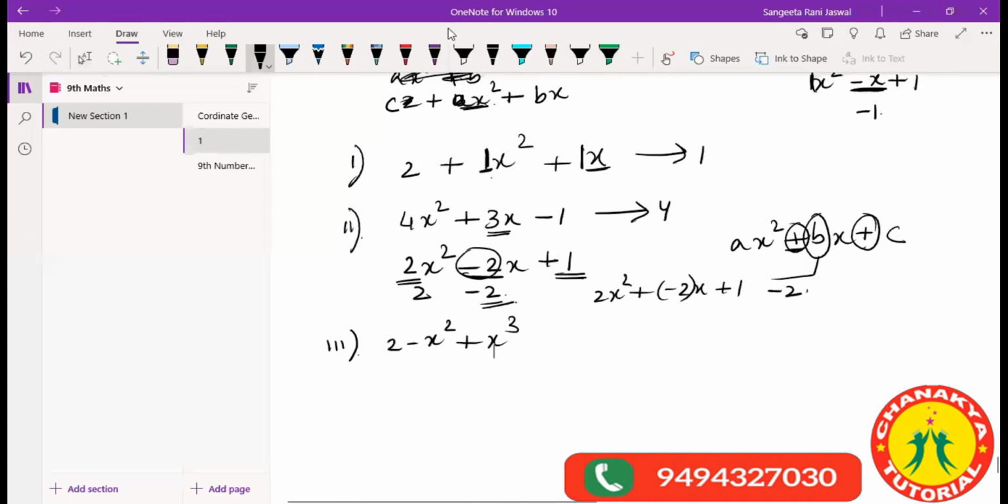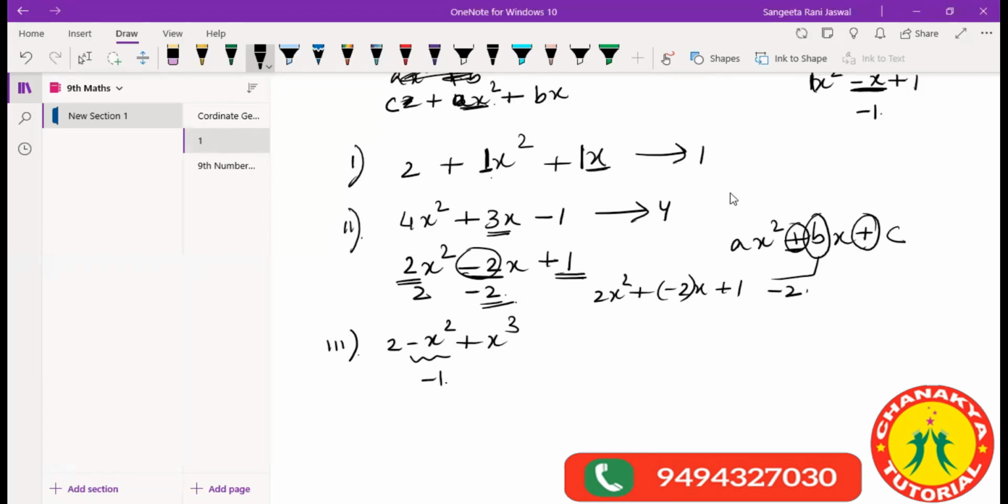Yes, tell me. Can you repeat the question? Jitendra, you tell me, what is the coefficient of x square? Ma'am, can I? Harshit, yes, tell. Ma'am, it's minus 1. Minus 1. Coefficient of x square is minus 1.